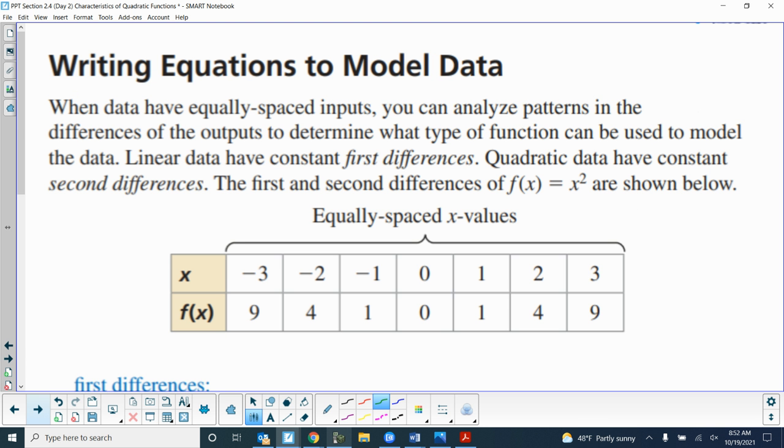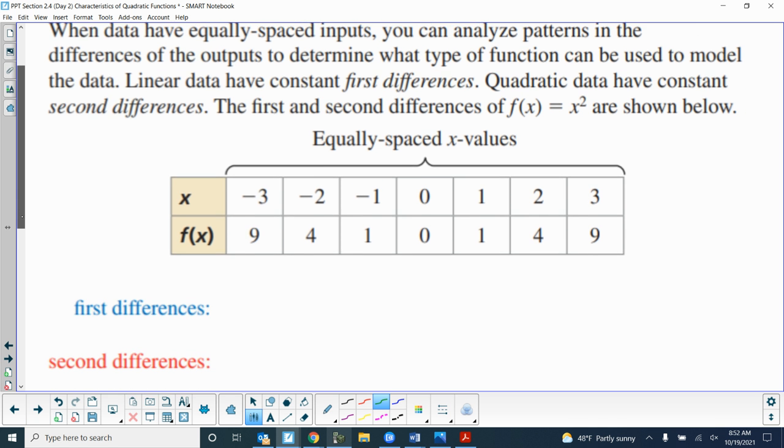All right, so writing equations to model data. It says when data have equally spaced inputs, you can analyze patterns in the differences of the outputs to determine what type of function can be used to model the data. Linear data, which we did earlier, have constant first differences. Quadratic data have constant second differences. The first and second differences of f of x equals x squared are shown below.